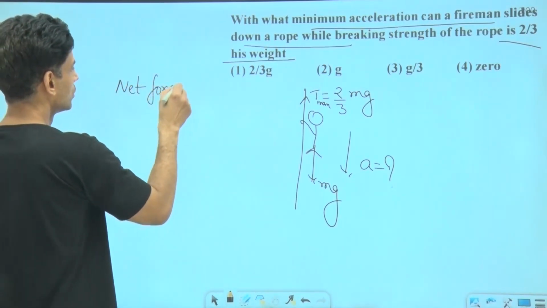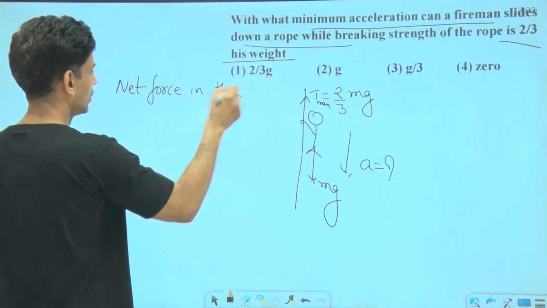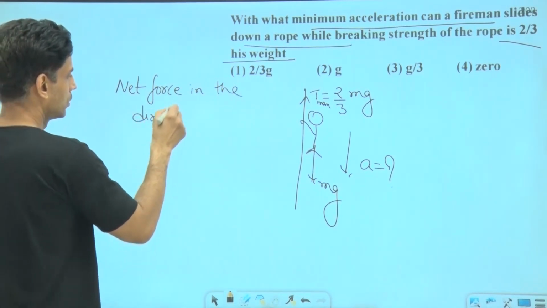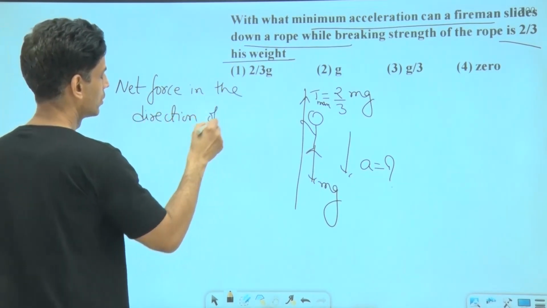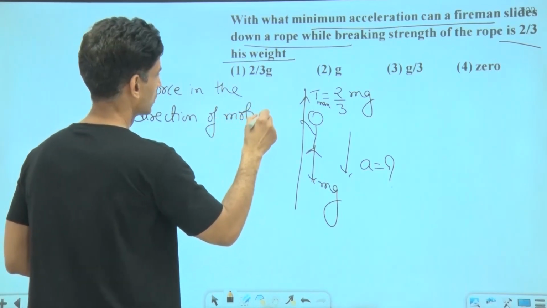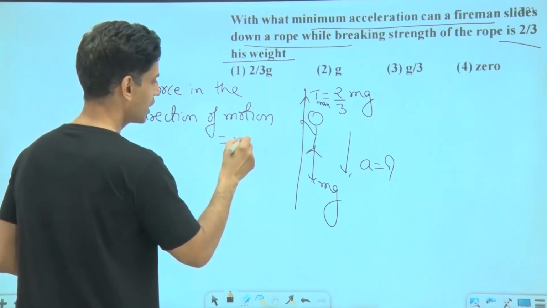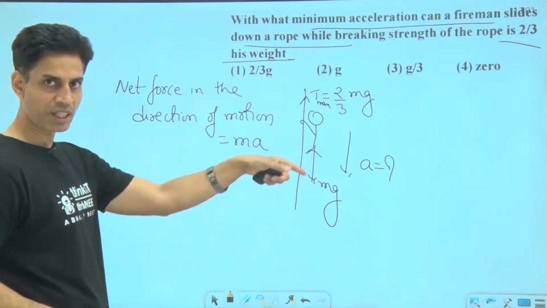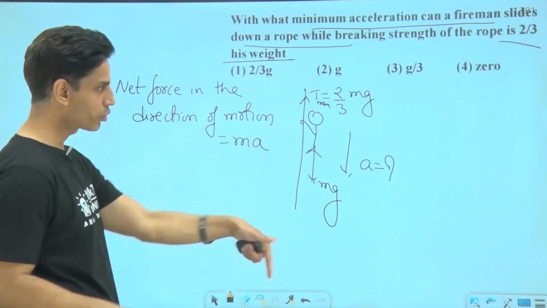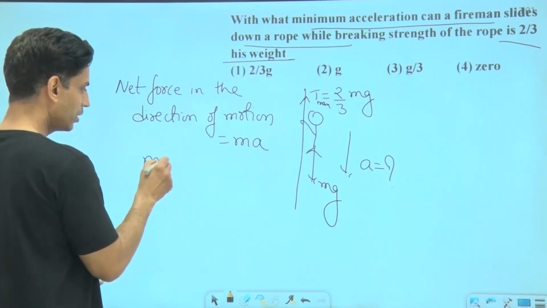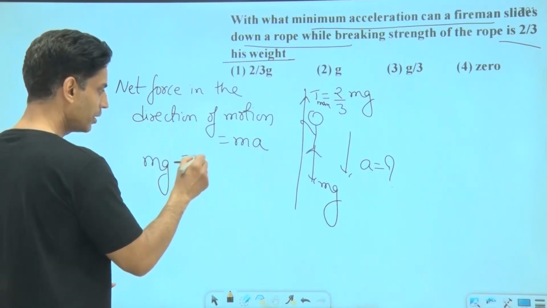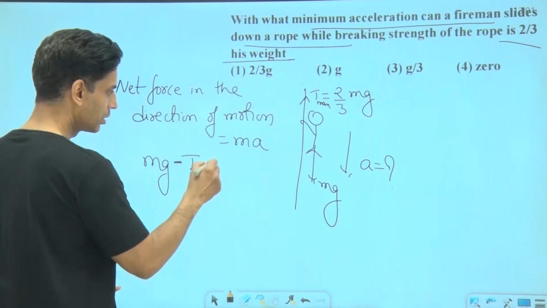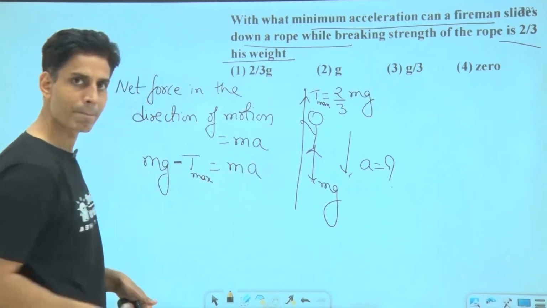Net force in the direction of motion is equal to mass into acceleration. Now, net force in the direction of motion, that is the downward direction. So mg downward minus T upward, or T max, is equal to ma.